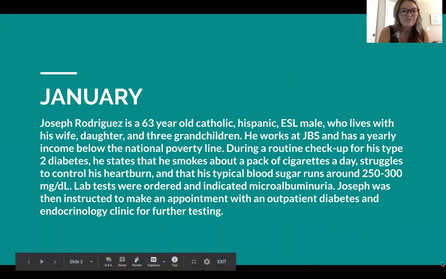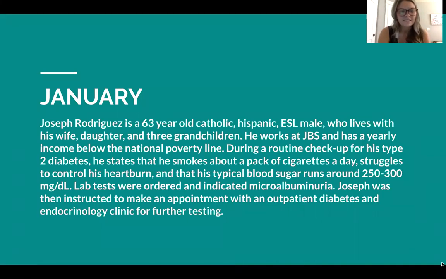During a routine checkup for his type 2 diabetes, he states that he smokes about a pack of cigarettes a day, struggles to control his heartburn, and that his typical blood sugar runs around 250 to 300 milligrams per deciliter. Lab tests were ordered and indicated microalbuminuria. Joseph was then instructed to make an appointment with an outpatient diabetes and endocrinology clinic for further testing.